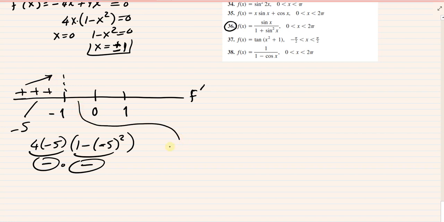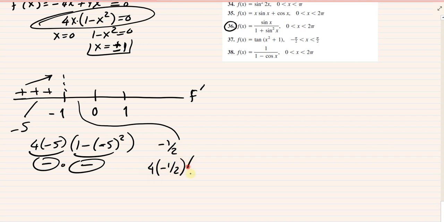Between negative 1 and 0, choose negative 1/2 and plug it into the derivative. So it's going to be 4 times negative 1/2 times 1 minus negative 1/2 squared. Again, this is negative. Negative 1/2 squared is 1/4. 1 minus 1/4 is positive. Negative times positive is a negative. That means the derivative is negative, so the slope of a tangent is negative.